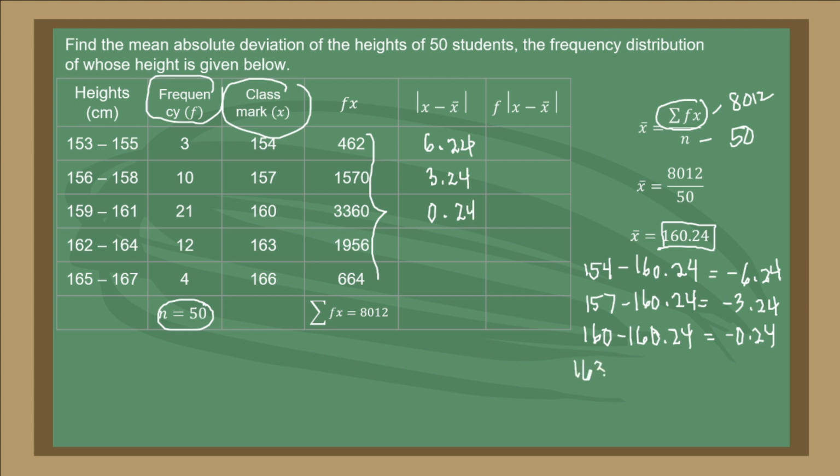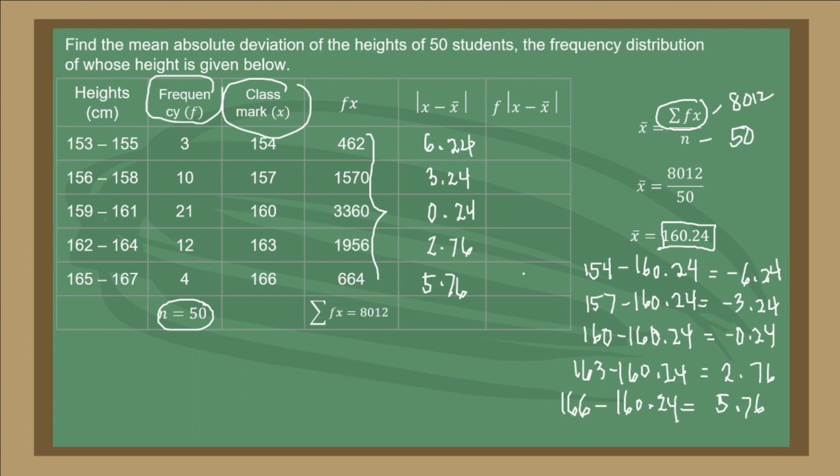Next is 163 minus 160.24. The answer here is positive 2.76. Since this is already positive, we will just write it here, positive 2.76. Next is 166 minus 160.24. The answer is 5.76. So we will write 5.76.